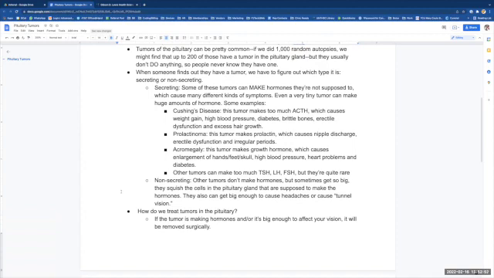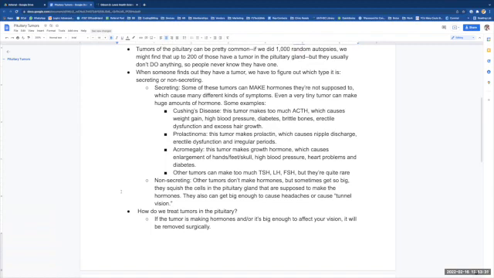When I mean they don't do anything, I mean they don't make extra hormones that they're not supposed to be making. When someone finds out they have a tumor, we have to figure out which type it is, a secreting tumor or a non-secreting tumor. A secreting tumor makes extra hormones that it's not supposed to, and this causes many different kinds of symptoms depending on which hormone it's making. Some of them can even make multiple hormones at the same time. Even a very tiny tumor can make huge amounts of hormone.